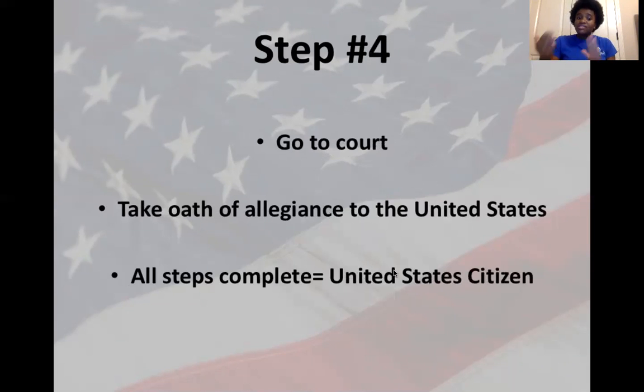Then you go to court, take an oath of allegiance to the United States, so saying that you are for the United States, and then all the steps are completed, and you are now a U.S. citizen. So y'all don't really have to worry about becoming a U.S. citizen, because probably most of you were born right here in Memphis, Whitehaven area. A lot of people that come over from different countries usually have to go through these steps.